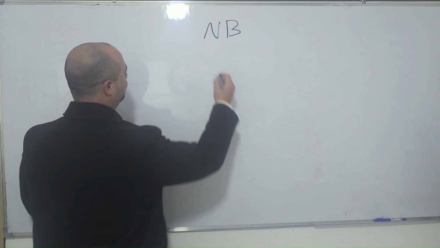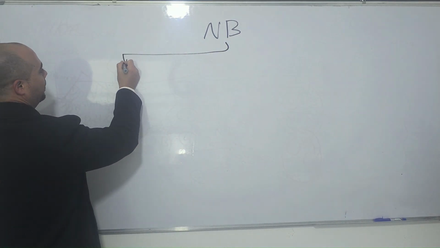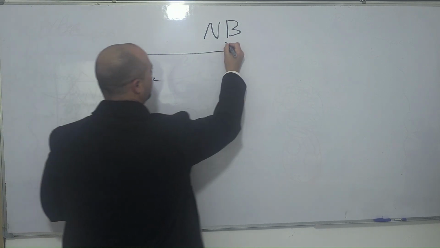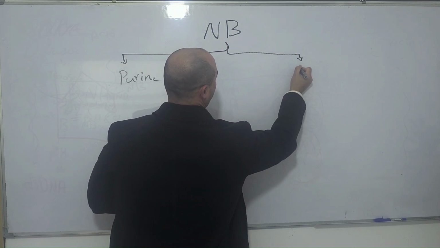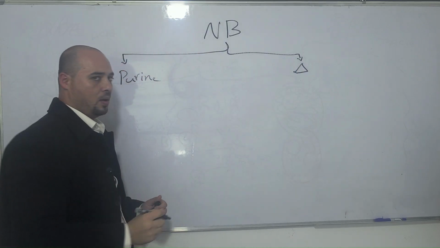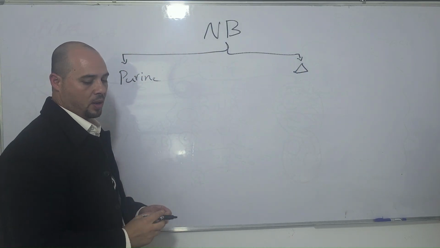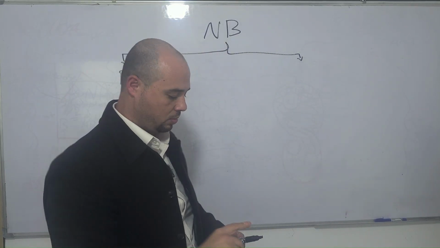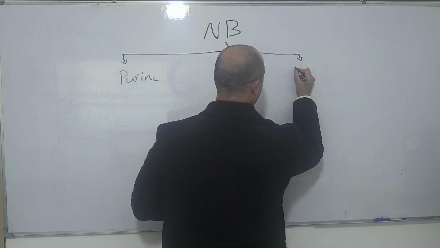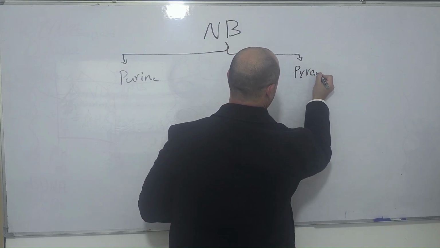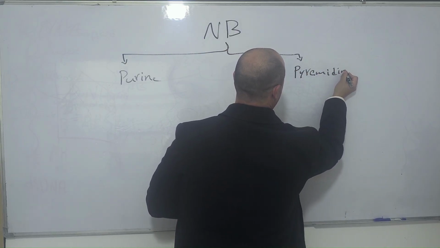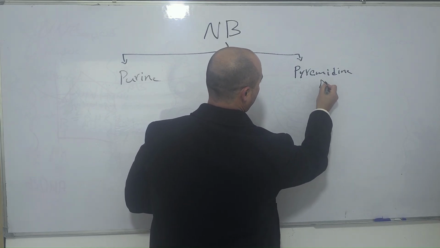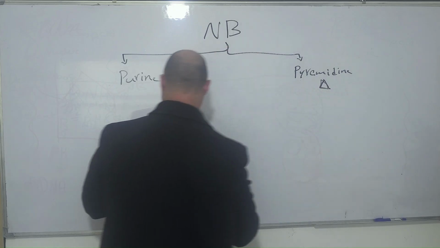Nitrogenous bases are subdivided into purines and pyrimidines. Okay, I'll write it down. I don't want to be lazy. Here's a pyrimidine. Right? Here's the pyrimidine. Okay, anyway.